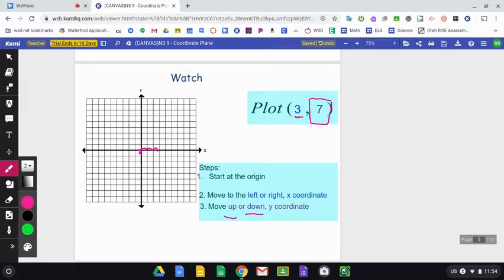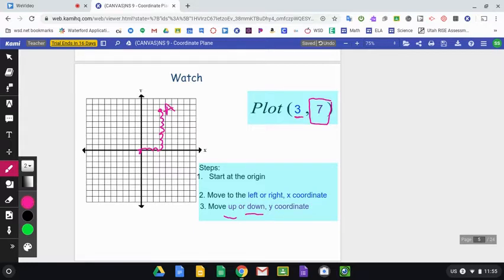And since it's positive, I'm going to go up 7. So I'll count 1, 2, 3, 4, 5, 6, 7. And then we'll put our ordered pair right there. And let's just call that point A for now.